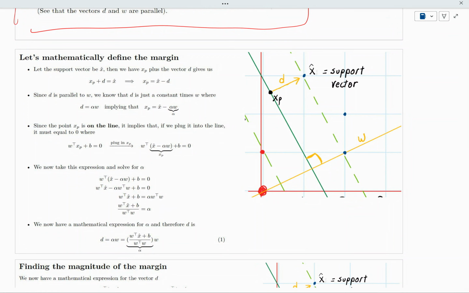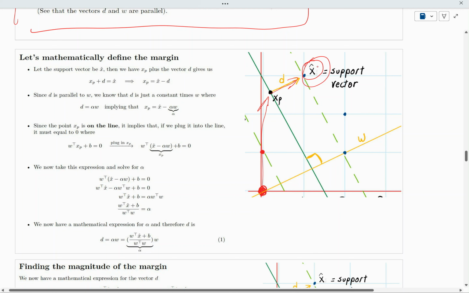Okay, so let's define this point as a support vector, and therefore this right here is the margin, the distance here is the margin. So we have this point xp. If we take xp plus d, then it will result in this vector. We take this vector plus this vector, it will give us this vector. So we'll start with that equation. We know xp plus d is equal to x hat. Then we rearrange a little bit. That means xp is equal to x hat minus d.